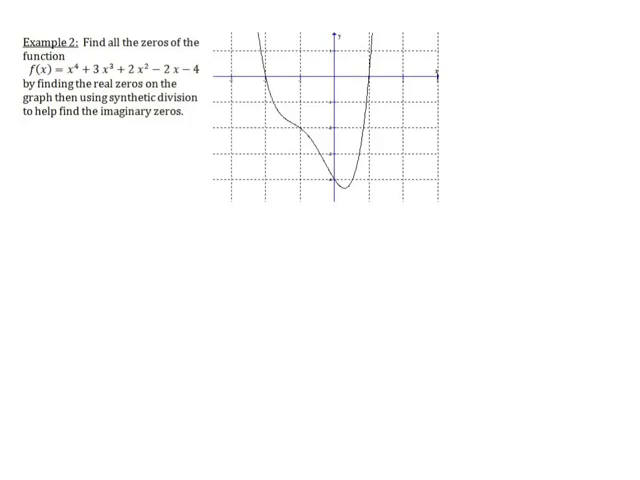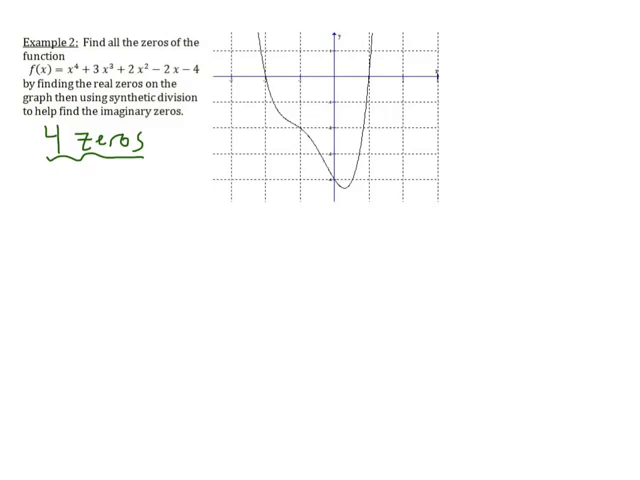Let's look at one more polynomial here that is a little more complex. We've got a 4th degree. f of x is x to the 4th plus 3x cubed minus 2x squared minus 2x minus 4. So it's a 4th degree. According to the fundamental theorem of algebra, we should have 4 zeros. All right, so we're looking for 4 zeros.